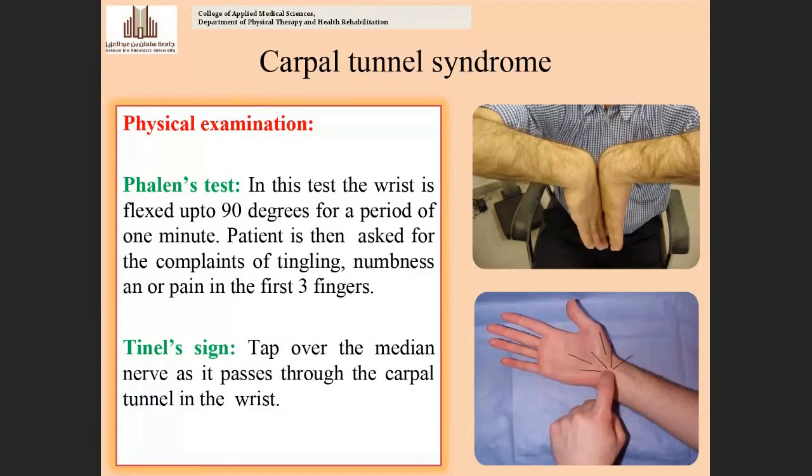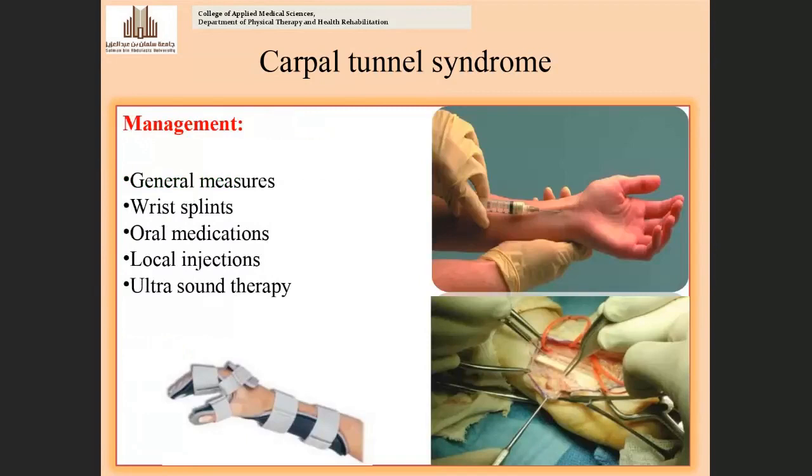The next test is known as the Tinel sign. Here you just press or tap over the median nerve as it passes through the carpal tunnel for a minute, which produces the same sensation and the same signs and symptoms, which will be helpful to identify the issue. So the Phalen test and the Tinel sign are the two important special tests that will be helpful to identify carpal tunnel syndrome.